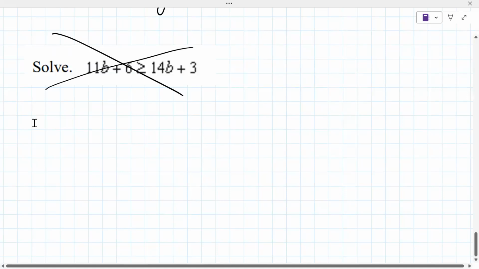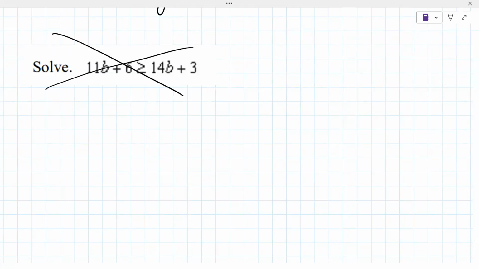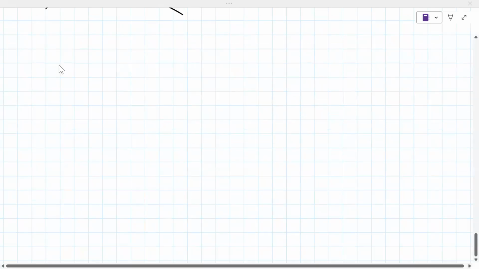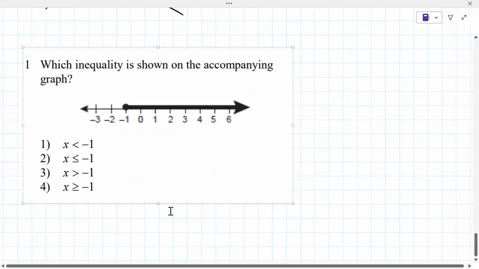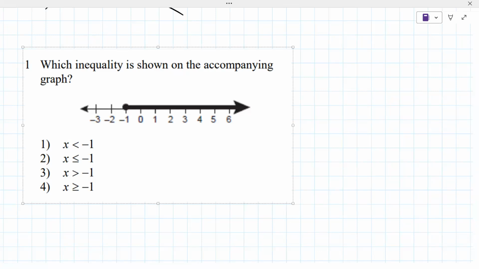All right, now let me put a completely different question in front of you and see if you know how to do something like this. And you'll know right away. This is like figuring out, do you know how to graph the answer? Is that something you guys were doing in class, graphing the answers on a number line?